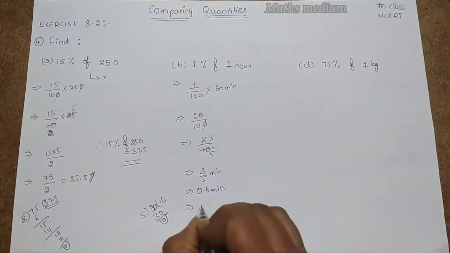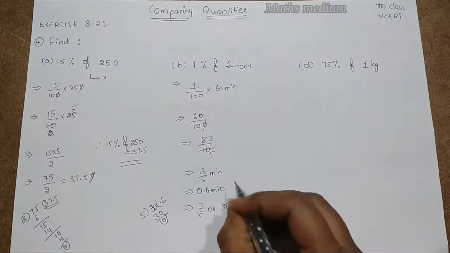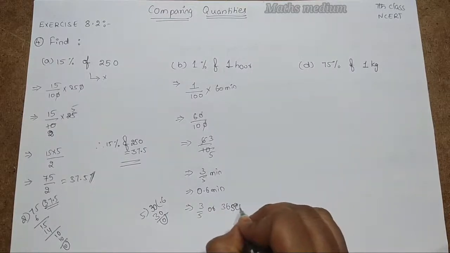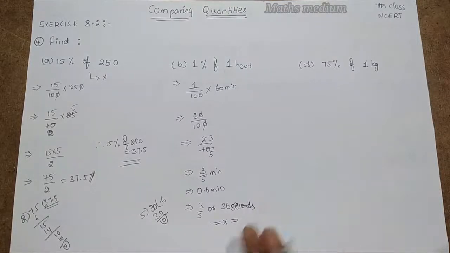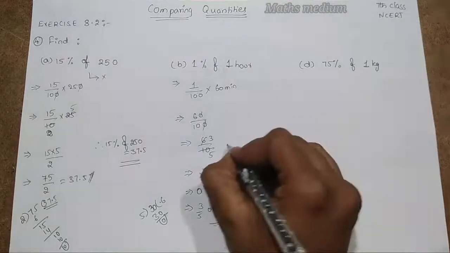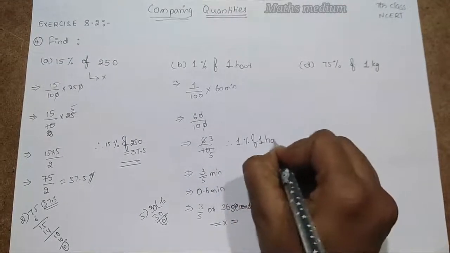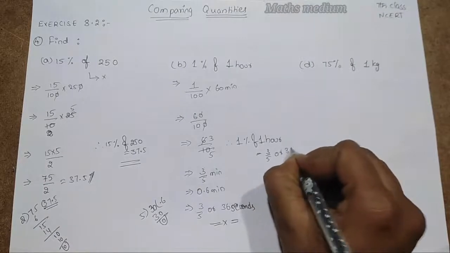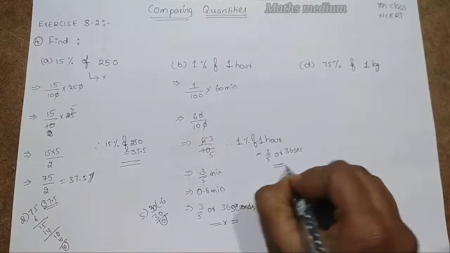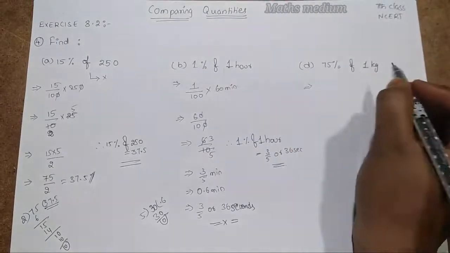And also we can write it as 3 by 5 or 36 seconds. So this is the answer for this one. It means therefore 1% of 1 hour is equal to 3 by 5 or 36 seconds is the answer for this one. Next, finally D, 75% of 1 kg.